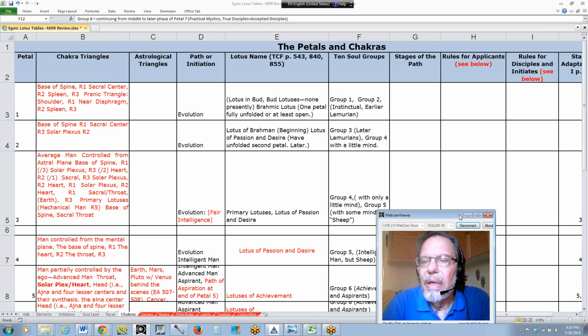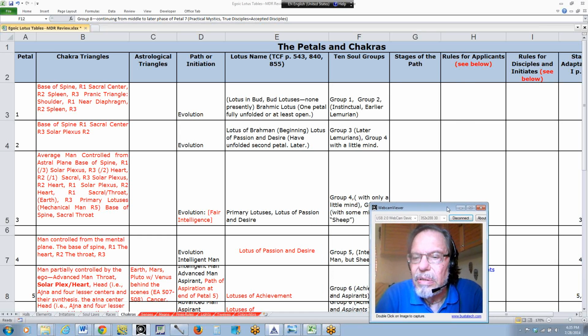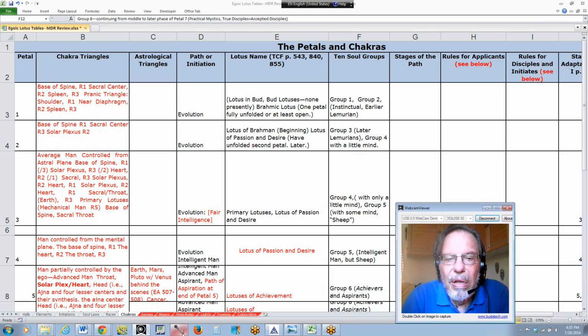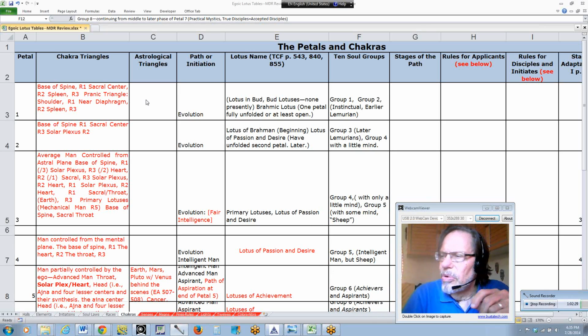I'm going to bring this down and hopefully it will be somewhat visible. I have tried to assign these chakras on the basis of aspect 1, 2, and 3. So in this case, the base of the spine, aspect 1, sacral center, aspect 2, in terms of bringing the two together, and spleen, vitality.